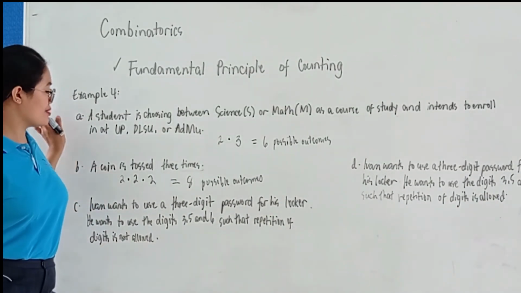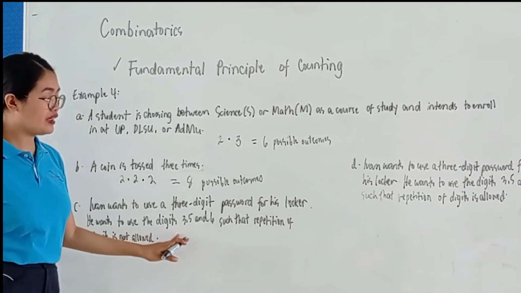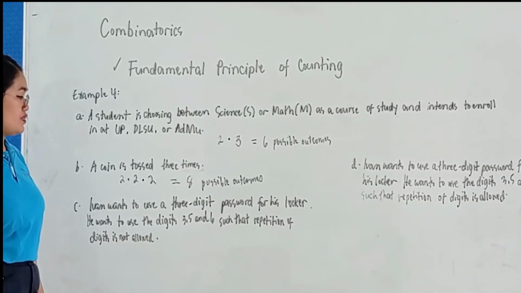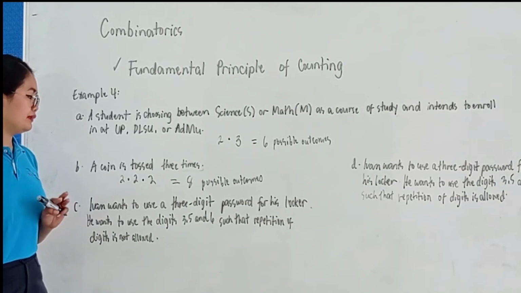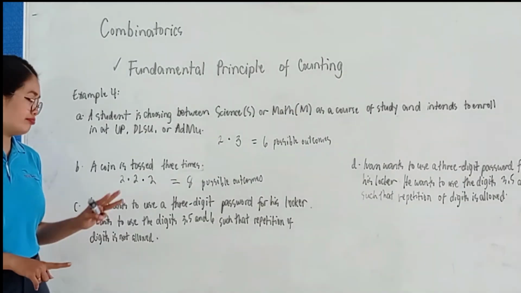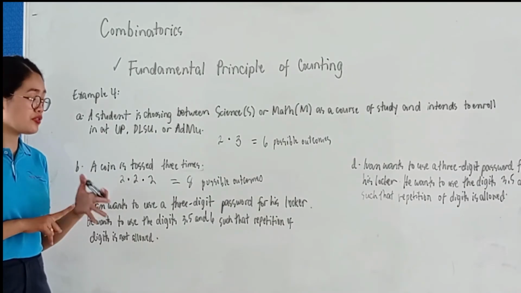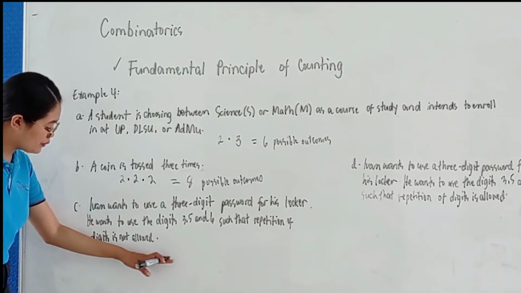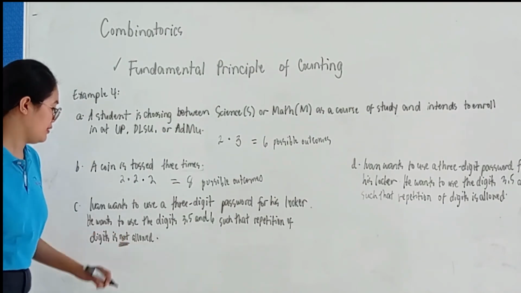Letter C, Ivan wants to use a 3-digit password for his locker. He wants to use the digits 3, 5, and 6, such that repetition of digits is not allowed. Okay? So we have still 3 events here, choosing digits for the first position, then choosing for the second position, and thirdly choosing for the third or last position. And we need to consider our condition where the repetition of digits is not allowed.